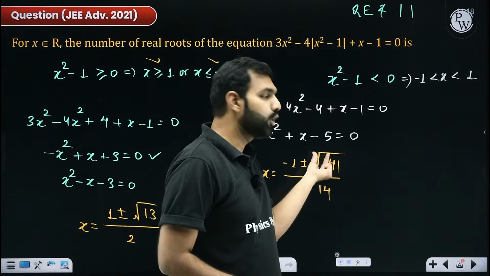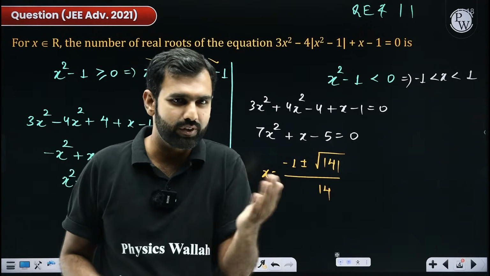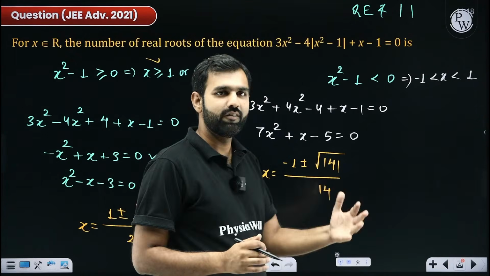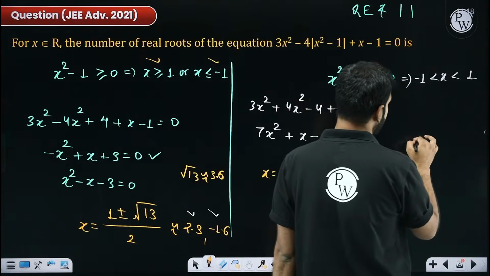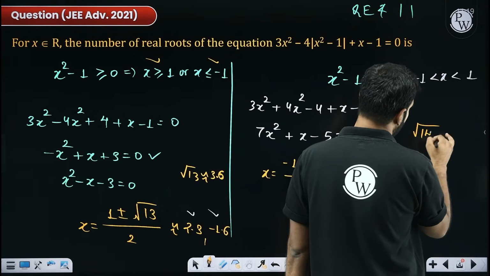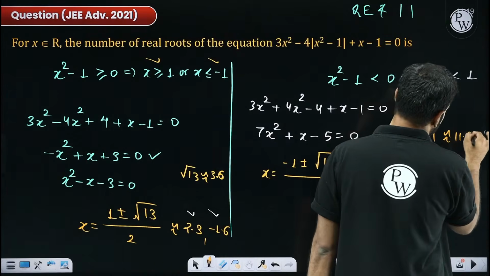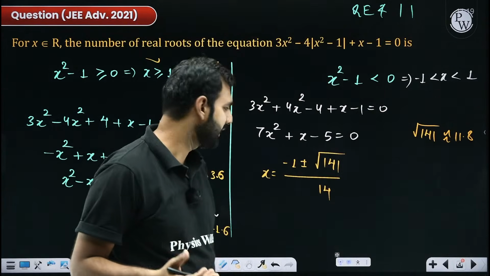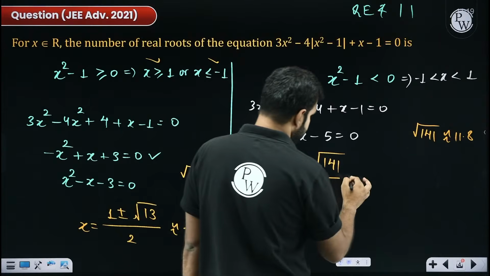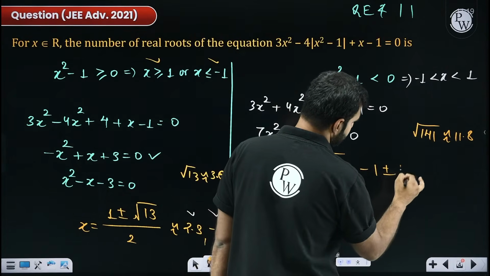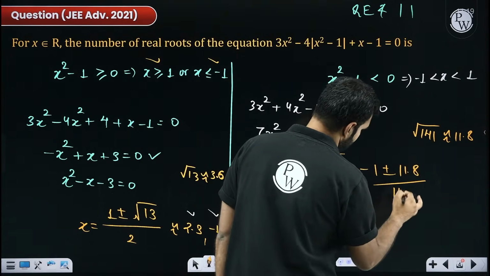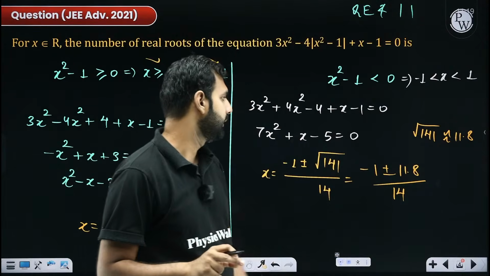Now, this root 144 is, of course, 12. So this is less than that. So this, let's say, is 11 point something. So let's call it 11.8. So this under root 141, I'm taking somewhere close to 11.8 or 11.6, something like that. So with that, if I do this, I hope you're understanding, minus 1 plus minus somewhere close to 11.8 divided by 14.